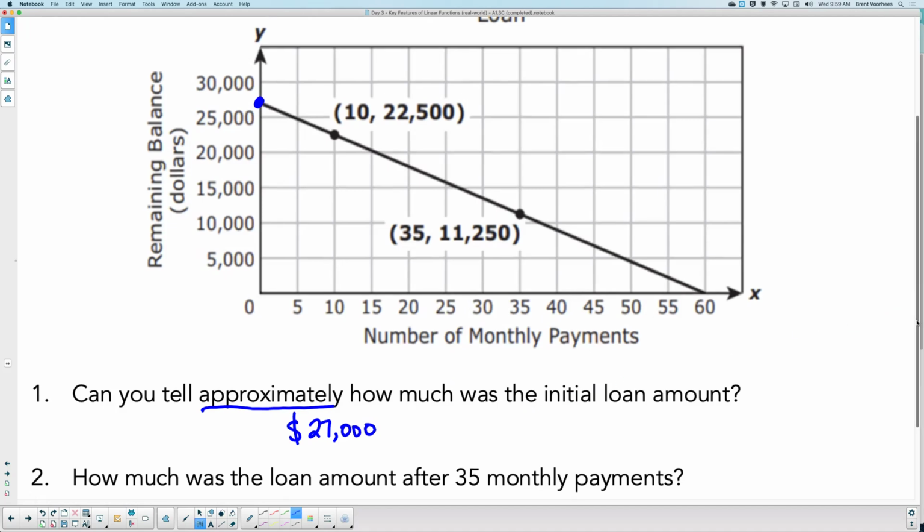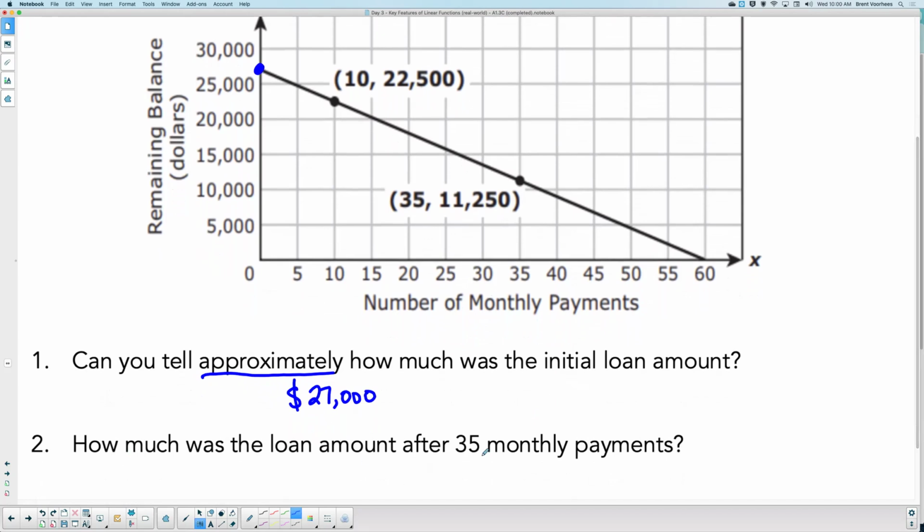Now, the next one does not say the word approximately, so we should be able to get a perfect answer. How much was the loan amount after 35 monthly payments? After 35 monthly payments, how much was the loan amount? Carla, do you know? She says 11,000. Would y'all 100% agree with that?